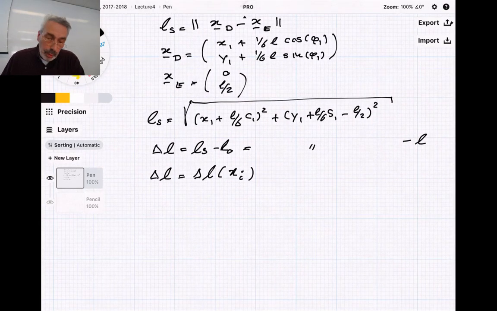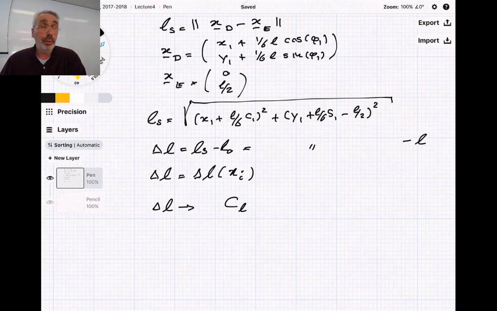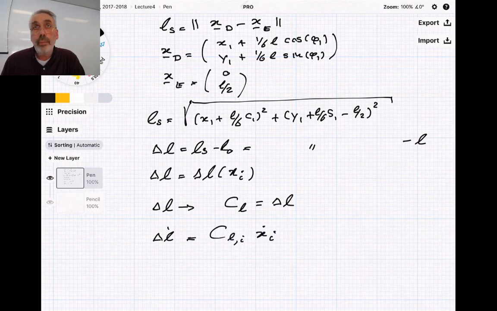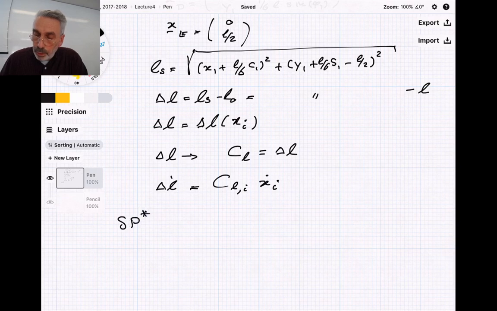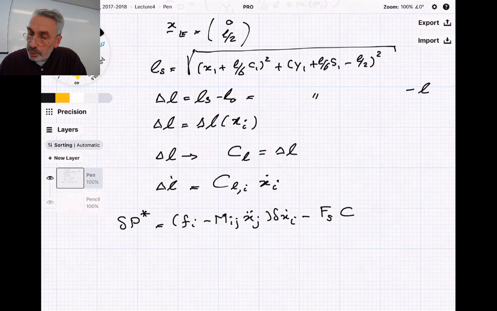This delta L, I'm going to call CL. It's not a constraint, because it's not going to be 0. So CL is what I call delta L. And then my delta L dot is simply CL,i x dot i. Now I'm able to put that expression in my virtual power expression, so I get delta P star equals, again, Fi minus Mij x double dot j, virtual velocities i, and then minus the spring force, this CL,i times my delta.